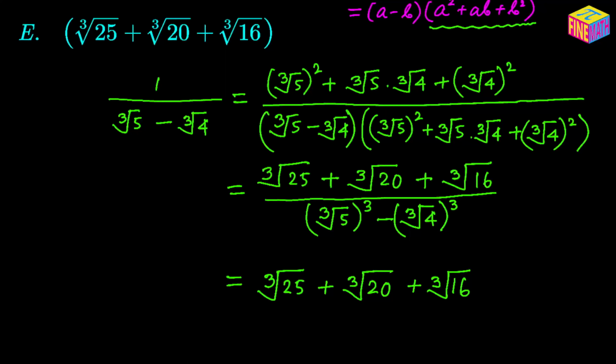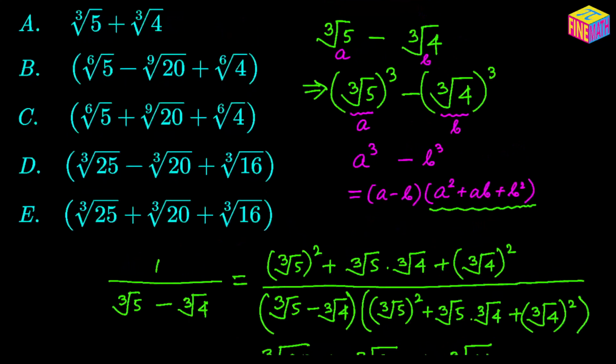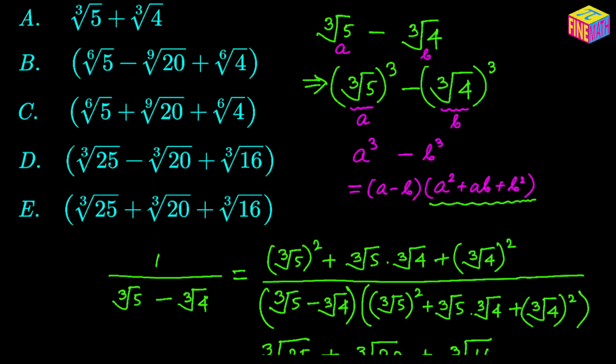And if you look at our answer options, we have cube root of 25 plus cube root of 20 plus cube root of 16 under option E. Let me show you all the options here. So we have cube root of 25 plus cube root of 20 plus cube root of 16 under option E. So option E should be the correct option.